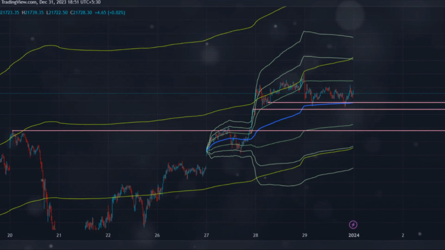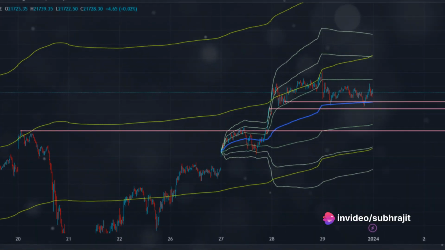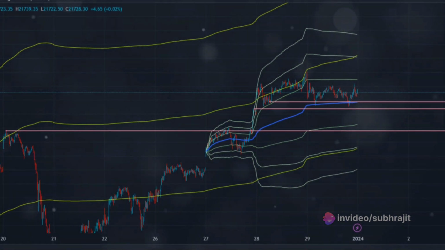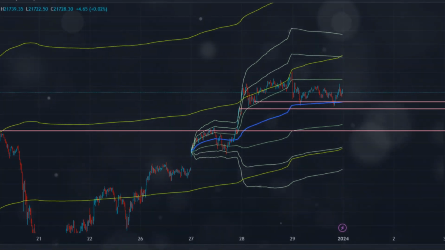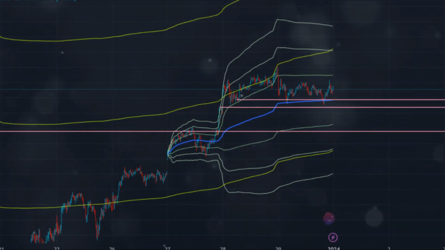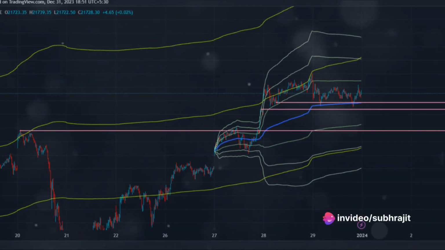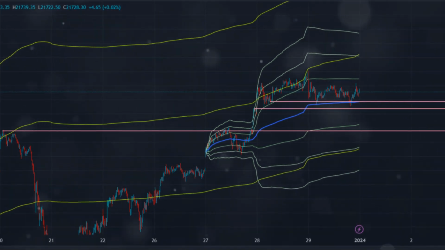Now, you might be wondering, what happens when the price hits these deviations? Well, two main things can occur. First, the price can bounce back towards the VWAP line. This happens when the price hits the upper deviation, which acts as a dynamic resistance level. Resistance is the level at which selling is thought to be strong enough to prevent the price from rising further.